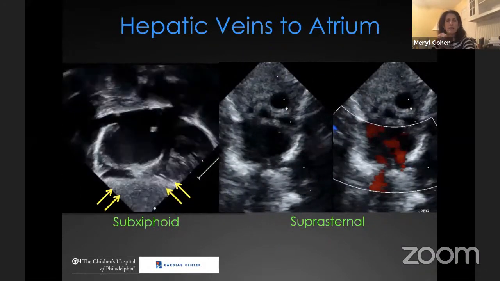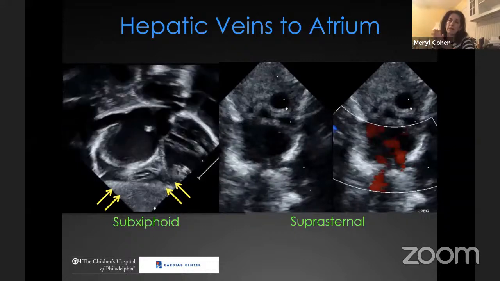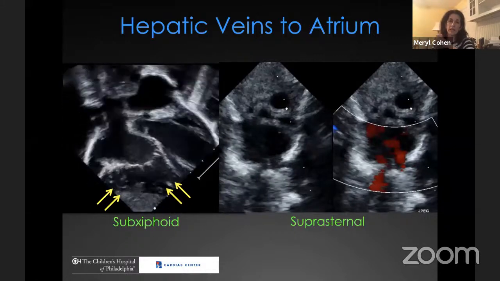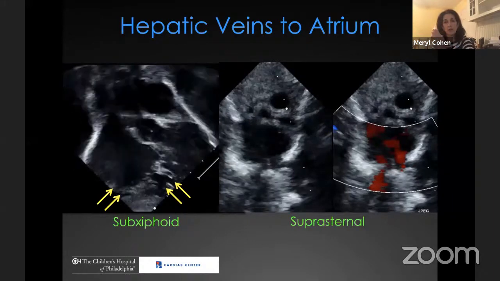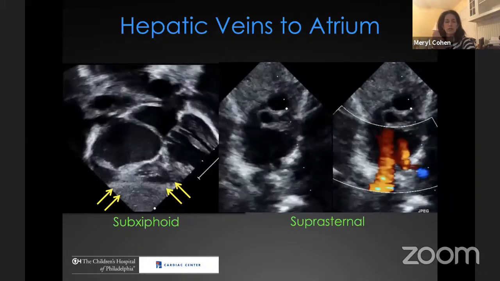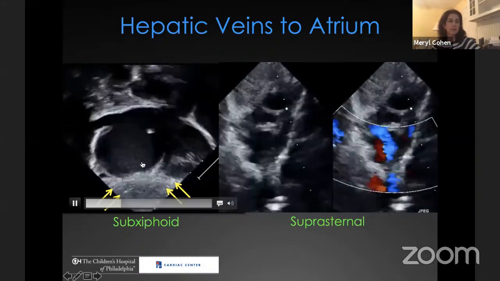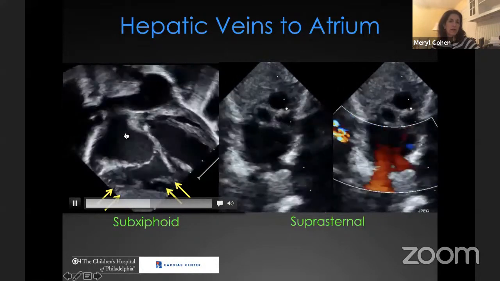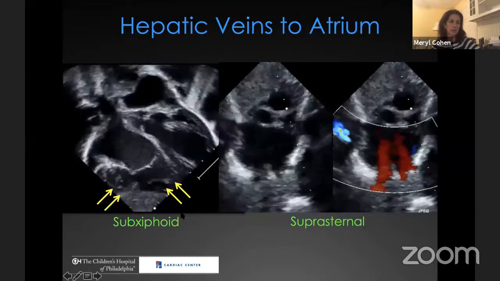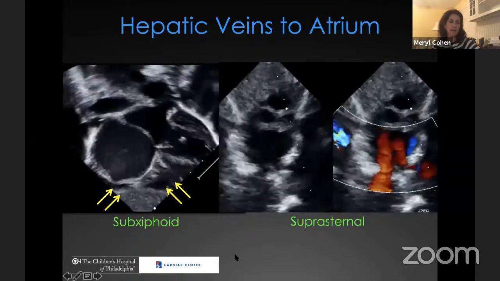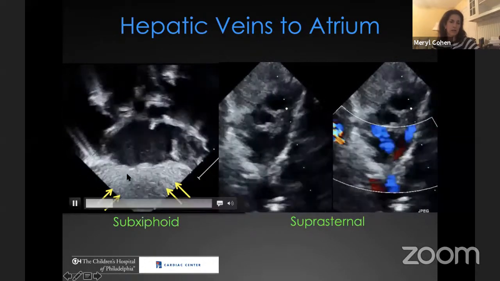And then again, I mentioned that if you have interruption of the inferior vena cava, the hepatic veins will drain directly into the atrium on their own. Here you see 4 pulmonary veins coming into this right-sided atrium. As this sweeps back, you'll see them again right there.